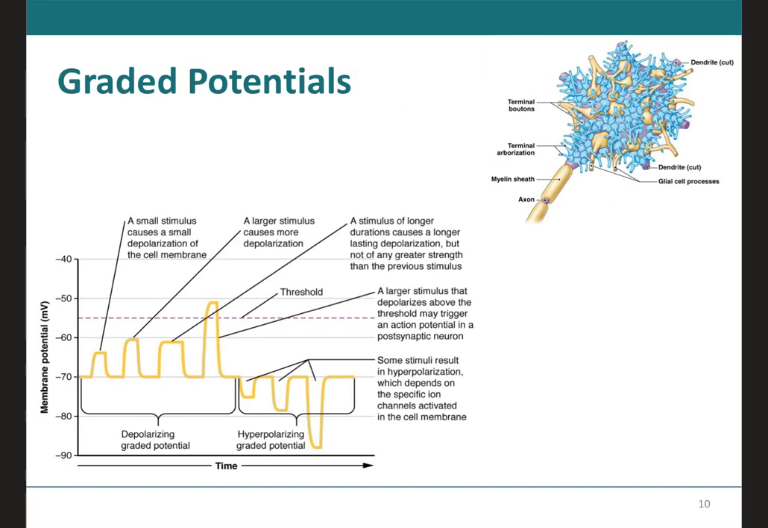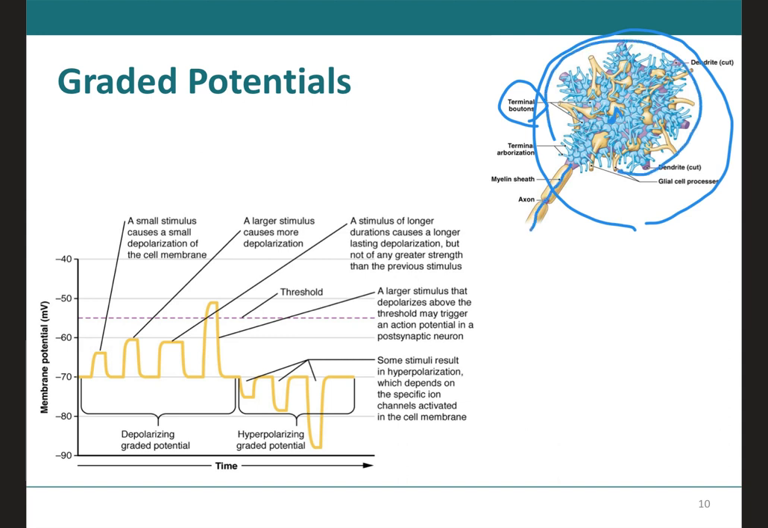I like this image here because it shows you how many terminal buttons are synapsing with this cell body and with the dendrites of this cell body. The terminal buttons are the tiny blue structures over here, and this would be the axon of this neuron where the cell body is over here, and these will be the dendrites of this neuron. Notice how we have all these terminal buttons synapsing with this one neuron, and all of them are telling this neuron, it's me, it's me, it's me.